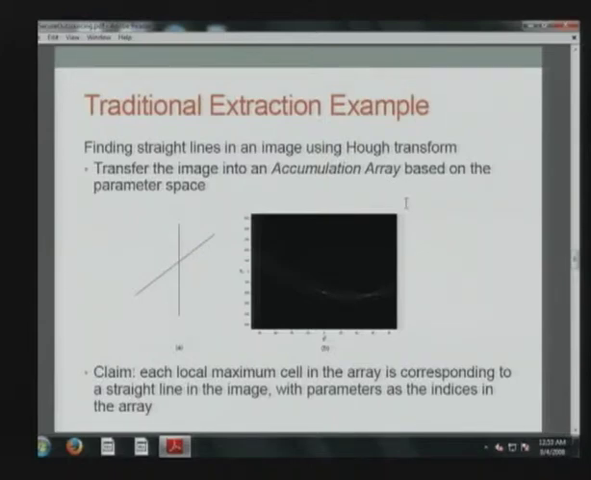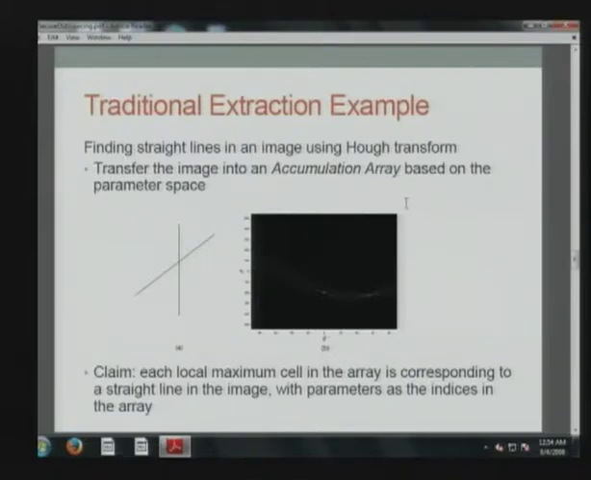So let's take an example. We can see a white point in the rho theta space. In this rho theta space, the lighter the color is, the larger the value is. So it's a visualization. We can see that the largest value corresponds to a parameter pair with theta near 0 and rho near 200.